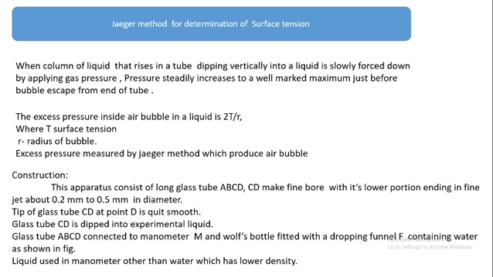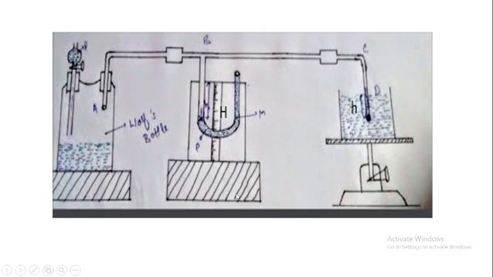So when a bubble is formed, the excess pressure inside the air bubble in the liquid is given by the standard formula 2T upon R, where T is the surface tension and R is the radius of that bubble. Now, excess pressure can be measured by using Jaeger's method, which produces the air bubble. For that purpose we consider an experimental arrangement for the determination of the surface tension. That experimental arrangement is like this.